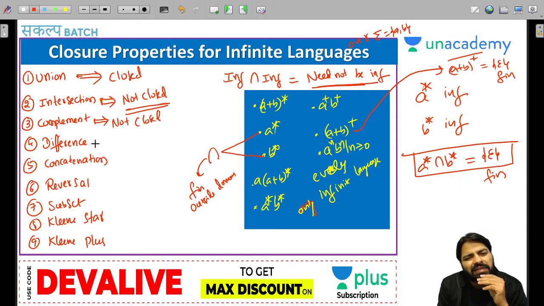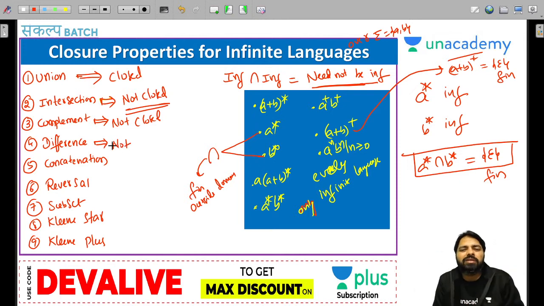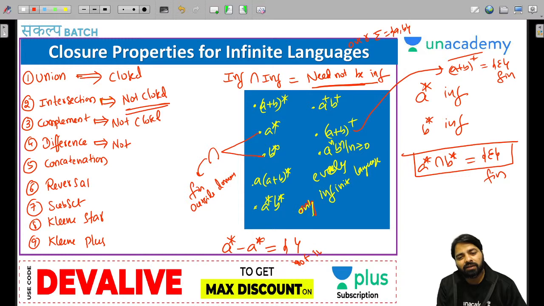Yes. Difference, infinite minus infinite. No guarantee. Take the same language, A star minus A star. A star is infinite minus A star. Will you get infinite? No, not infinite. That means you are not getting the same domain language. So it is also not closed.